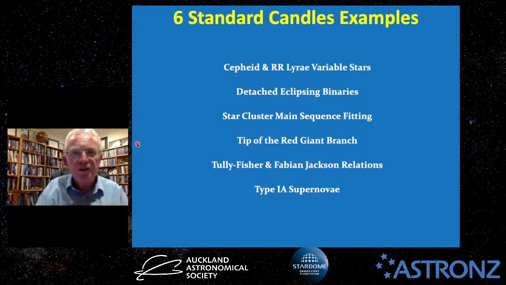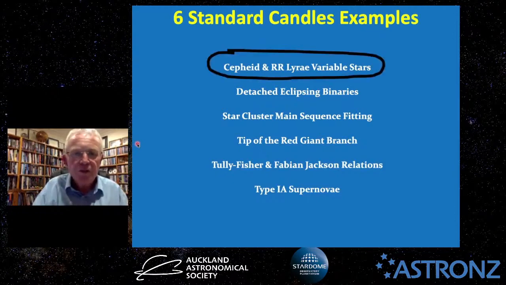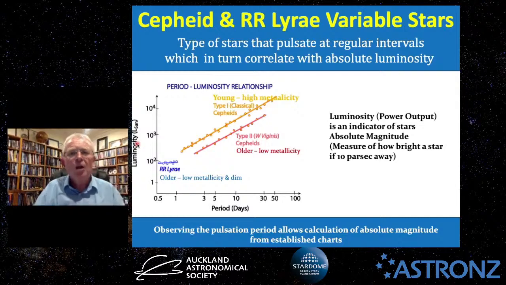So now we've got 6 examples here of standard candles. This list is by no means exhaustive, but these are 6 that you often see. First of all, Cepheid and RR Lyrae variable stars. So what are they all about? Well, they are a type of star that pulsates. They're called variable stars for that reason. They pulsate, but they pulsate at regular intervals.